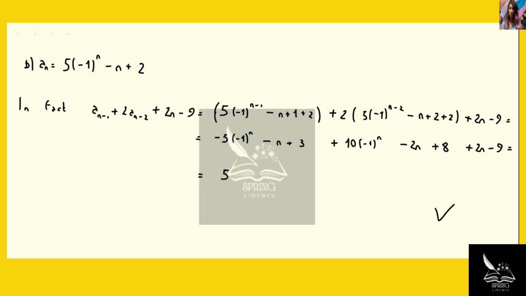Again, we sum. So here we factor the (-1)^n. So we have a 10 minus 5. So that's just 5(-1)^n. And then we have all the n's. So we just have -n. And then all the numbers, plus 2. And this is in fact a_n as given here. And this is checked as well.